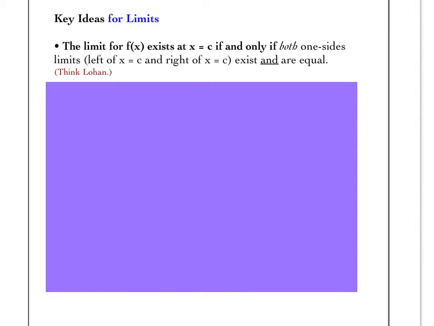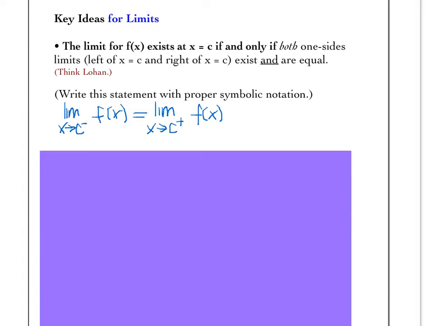So the key ideas for limits. The limit for the function exists at x equals c if and only if both one-sided limits, the left side of x equals c and the right side of x equals c, exist and are equal. In math notation, it looks like this. The limit as x approaches c from the left of f of x is equal to the limit as x approaches c from the right of f of x. When those two are equal, then we can say that the limit as x approaches c of f of x exists.